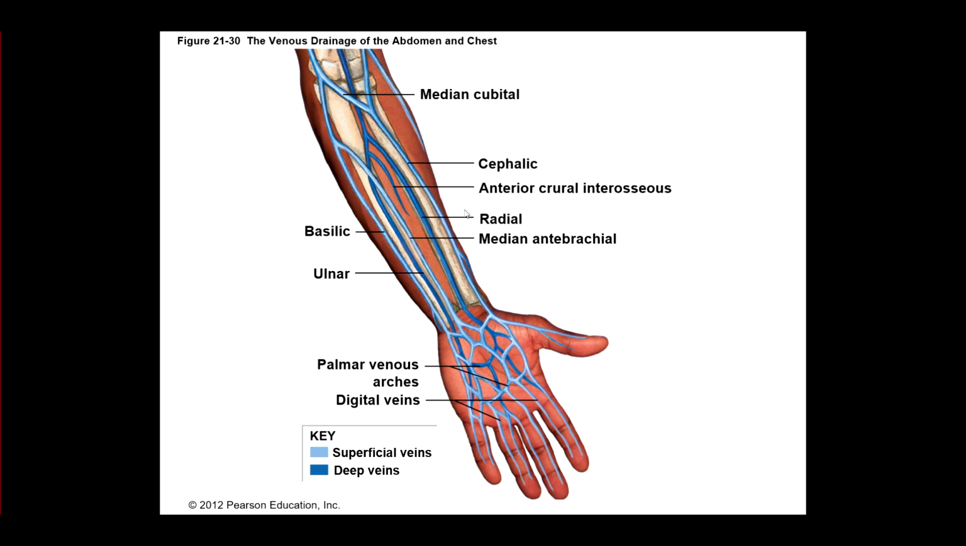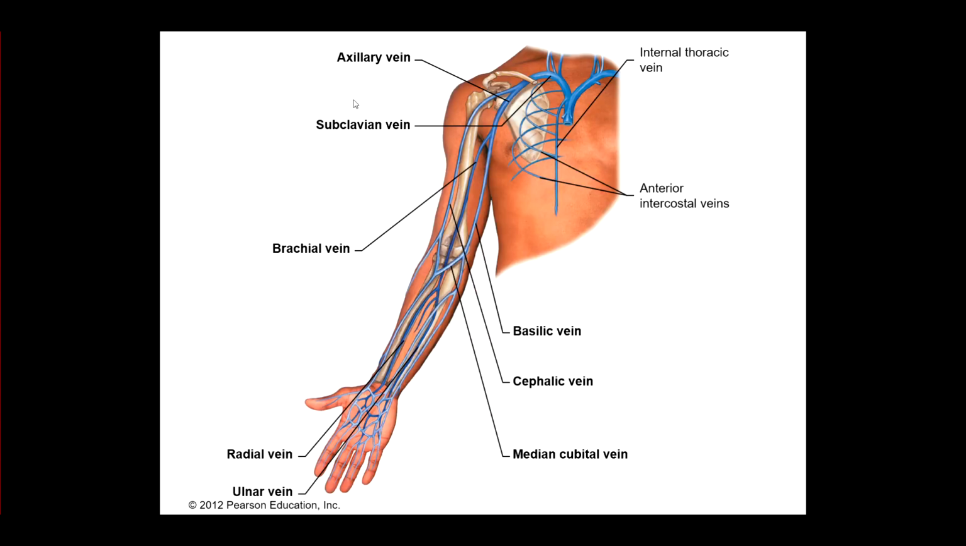Okay, let's see if we got anything else. Again, it's just another picture of this. Thumb side would be the cephalic vein. The pinky side would be the basilic vein. And here's the connection between the two. And this is just the same picture. Okay, so that's our blood vessels of the upper extremity.